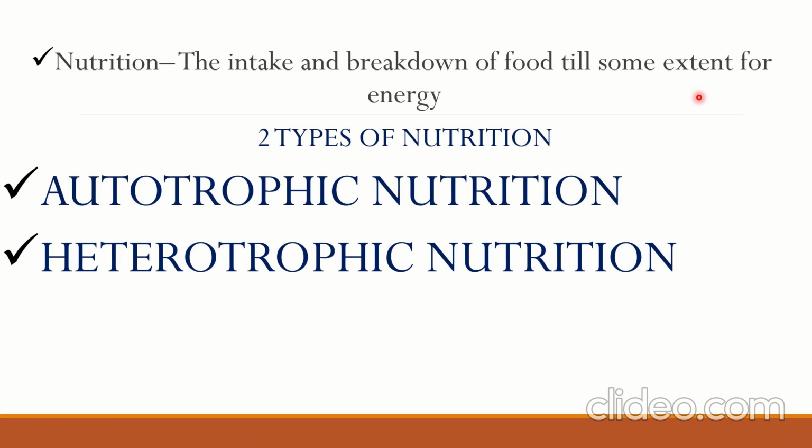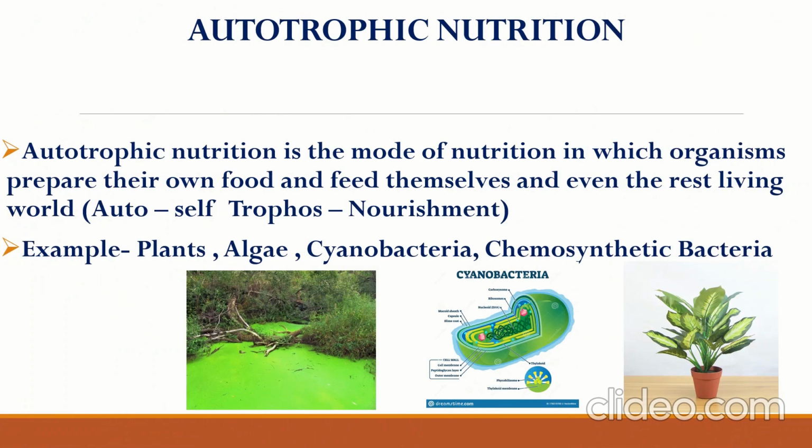Nutrition, as we know, is the intake of food and breaking it down to some extent for energy. There are two types of nutrition: autotrophic nutrition and heterotrophic nutrition. Autotrophic nutrition is the mode of nutrition in which organisms prepare their own food and feed themselves and even the rest of the living world.